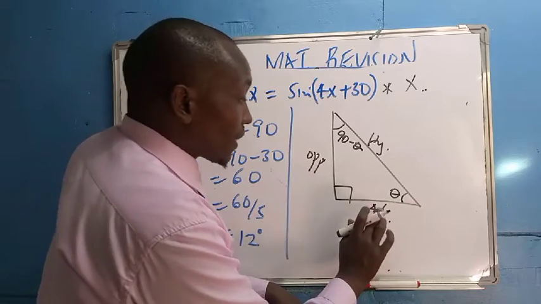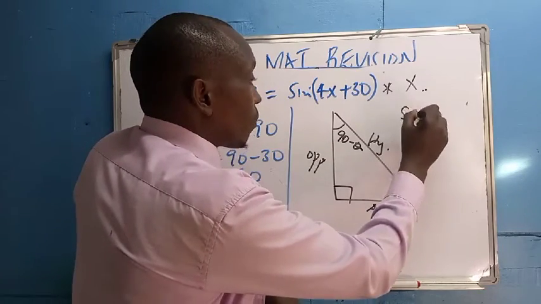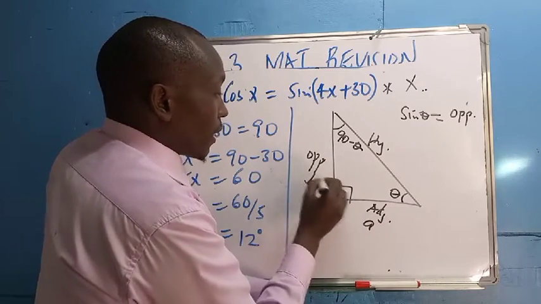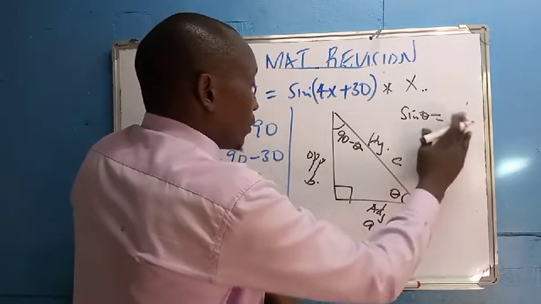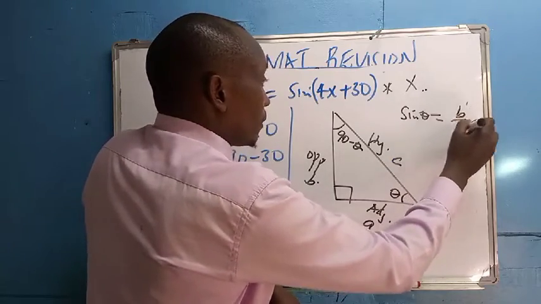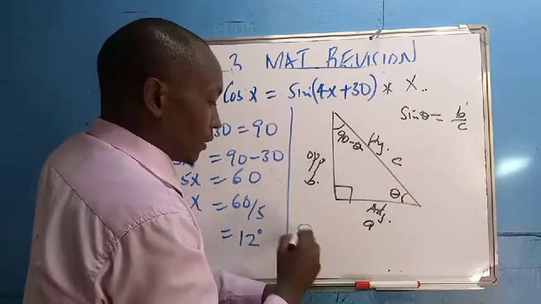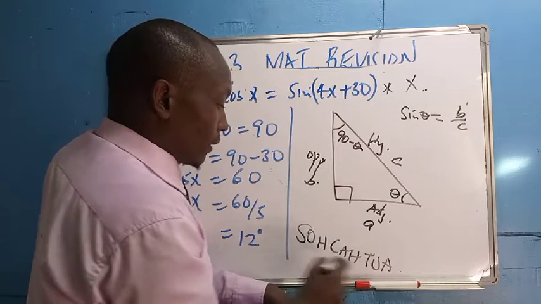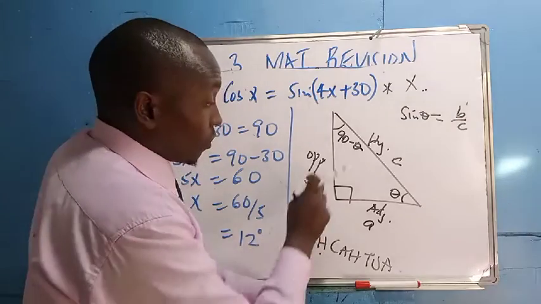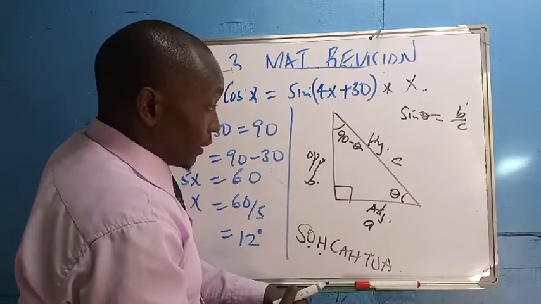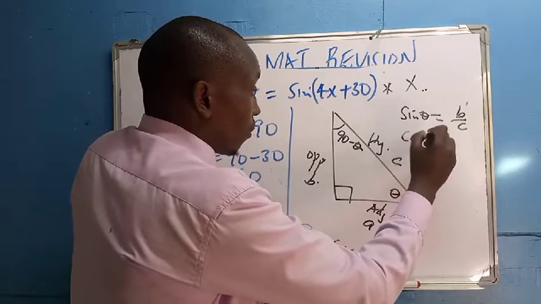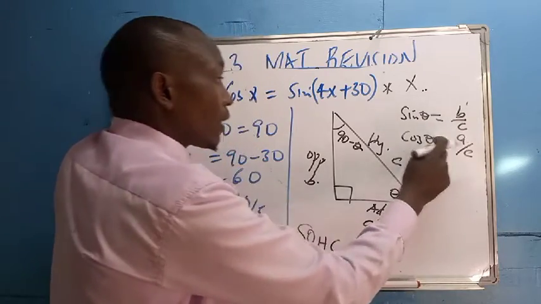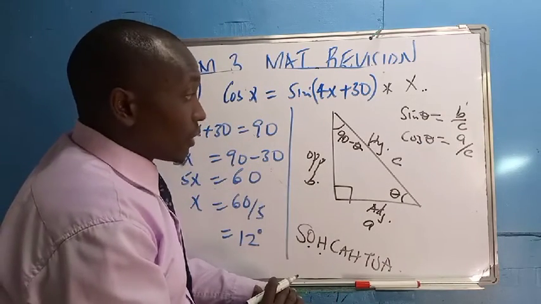Now let's think about the sine of this angle. That is sine of theta. I can decide to attach A here, B here, and C. So I can say it is equal to B over C, opposite over hypotenuse. So that is soh cah toa. That sine is opposite over hypotenuse. What about the cos of the same? Cos of the same will be adjacent over hypotenuse. I'm not interested in the tangent.